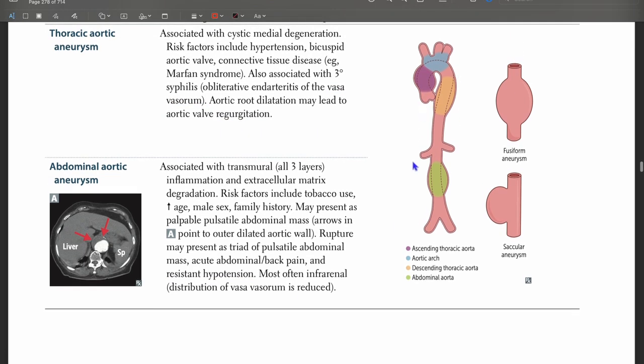So what do we have? Ascending thoracic aorta is this purple thing, then the aortic arch, then comes the descending thoracic aorta, and then you have the abdominal aorta here. So there are two types of aneurysm. You can get a fusiform aneurysm, that's like that, and saccular aneurysm like that. Okay, that's what it looks like on an X-ray. I mean, on a scan, not X-ray.